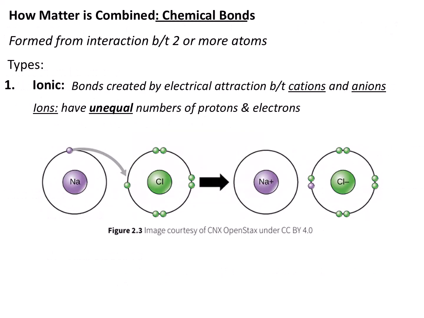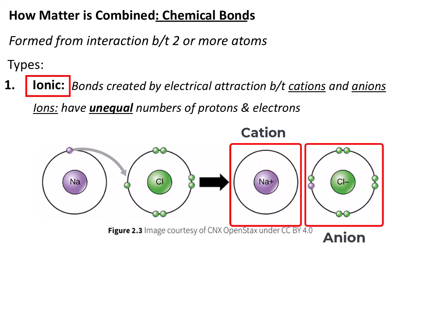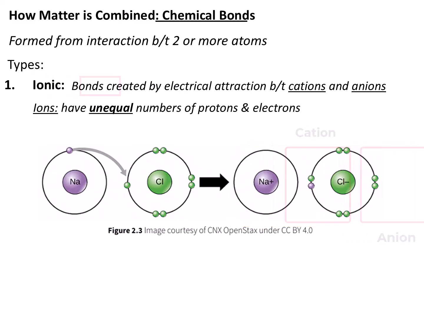Let's talk about how atoms combine to form molecules. This is called chemical bonding. The first type is an ionic bond. Ionic bonds are created by an electrical attraction between positively charged cations and negatively charged anions. Ions are formed when there is an unequal number of electrons and protons in an atom. A cation has more protons than electrons, and an anion has more electrons than protons.